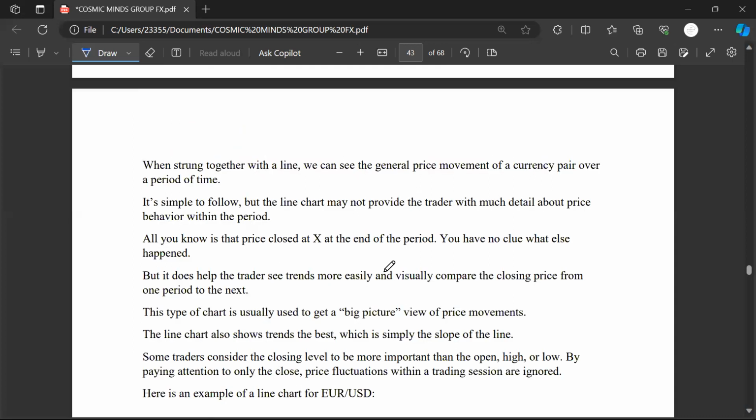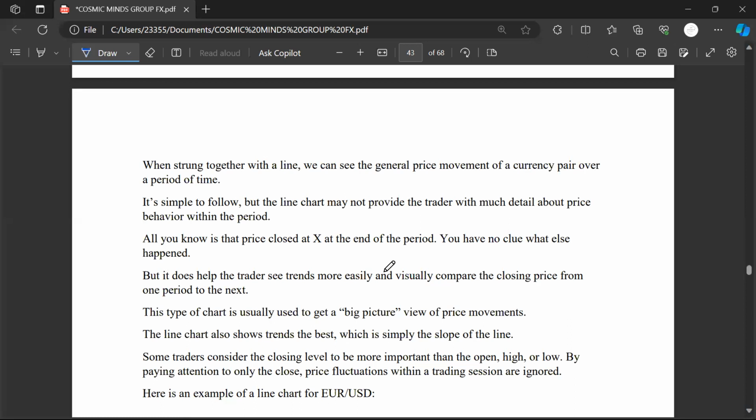Now, when strung together with the line, we can see the general price movement of a currency pair over a period of time. It is simple to follow, but the line may not provide the trader with much detail about price behavior within the period. Like you see what I just said, right?